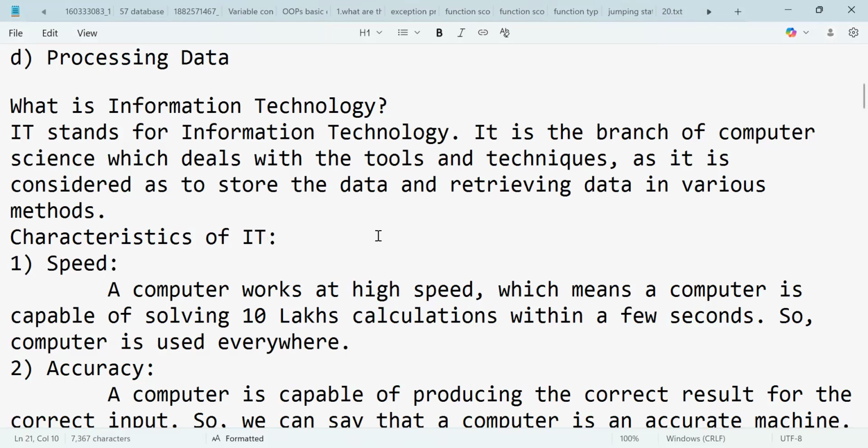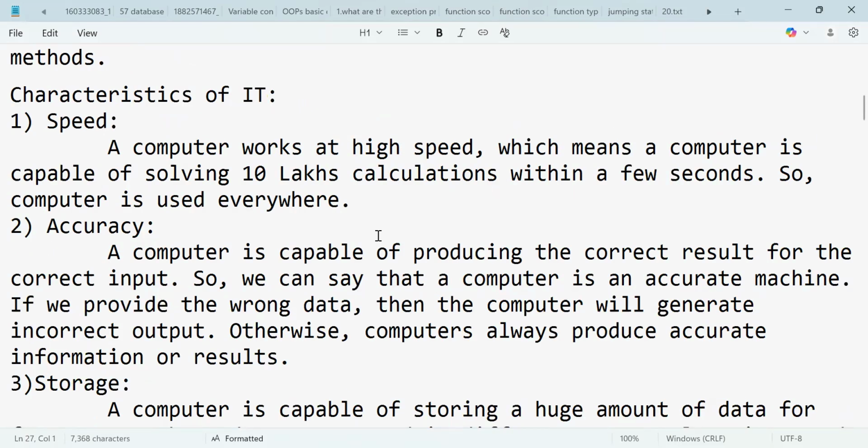So the first characteristic is speed. What is speed? Speed means the data is processed at a high speed. A computer works at a high speed, which means a computer is capable of solving 10 lakhs of calculations within a few seconds. So computer is used everywhere. This is a speedy machine.